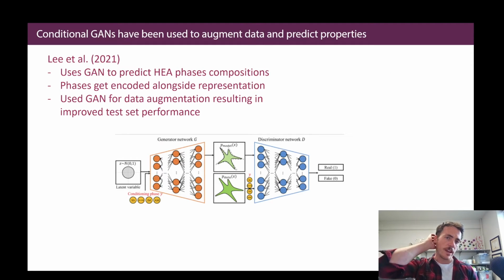And then conditional GANs have been used to augment data and predict properties in other ways too. Like here's one used in high entropy alloys where, again, it's not just inputting a composition, they're inputting alongside the composition this conditioning that's telling you the phase that's present. So in high entropy alloys, one of the big challenges is they're trying to figure out for a given composition, what would be the phase or phases that are present. And here they're encoding that, so making this a conditional GAN because they're providing this additional conditioning information.